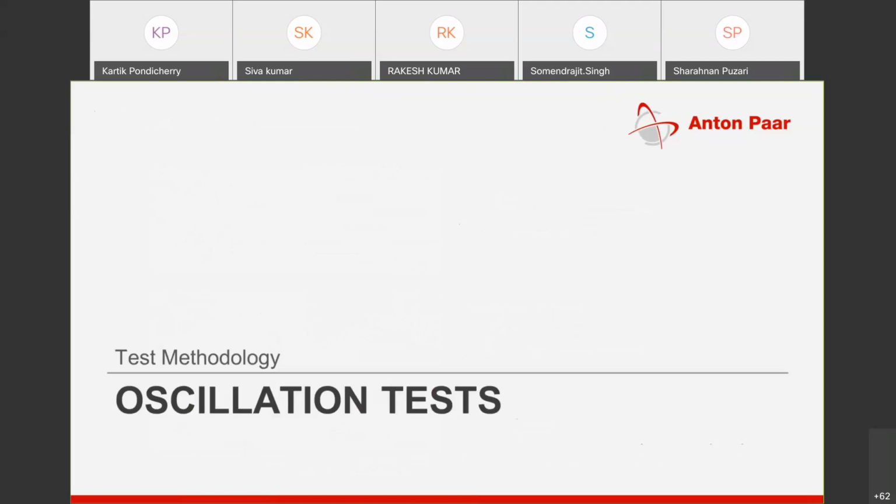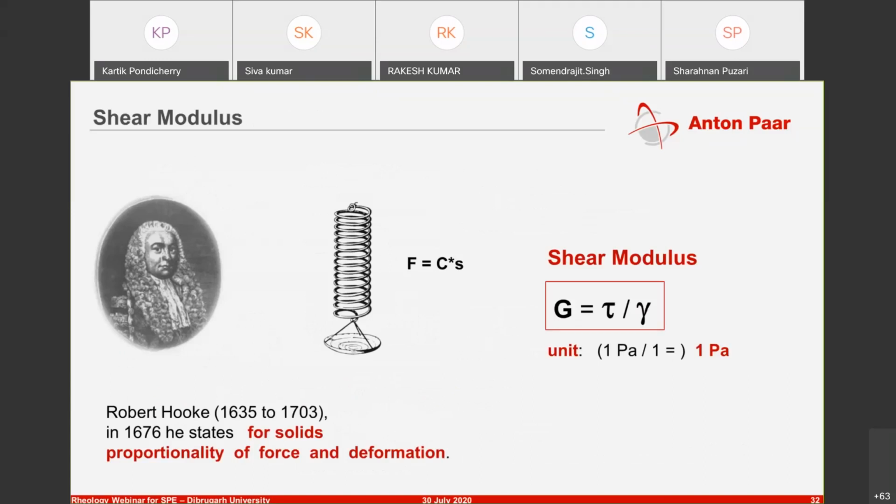Now we come to oscillatory tests, which are a bit, I wouldn't say complicated, but a bit more advanced than simple rotational tests. So here we move from the Newtonian region to the Hookean region, wherein Robert Hooke, again in the 17th century, said that if you look at a spring, the deflection of a spring is directly proportional to the force that's being applied. So the load results in the spring deflecting, and that deflection is directly proportional to the force. And C is the spring constant here.